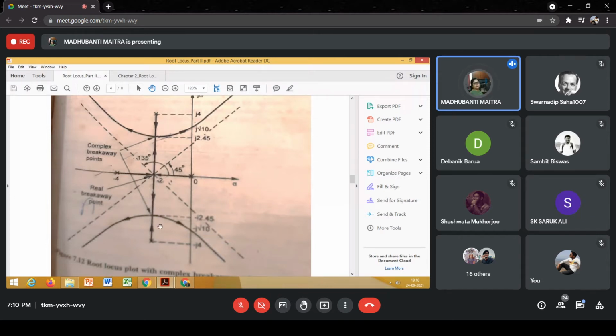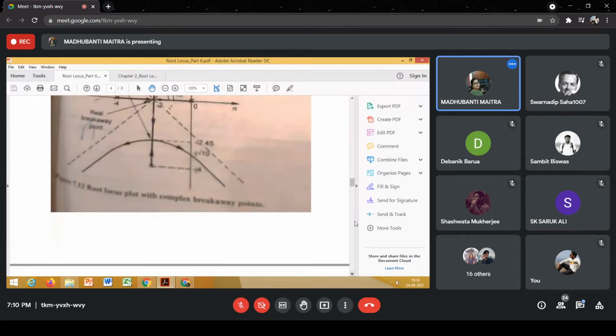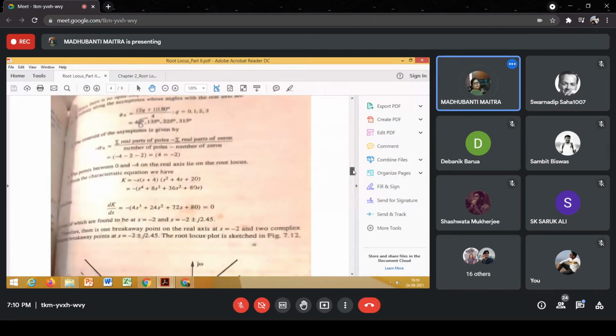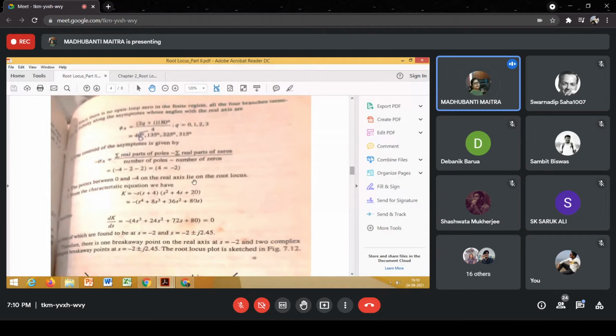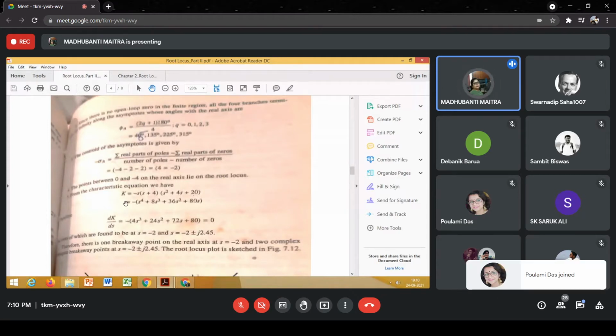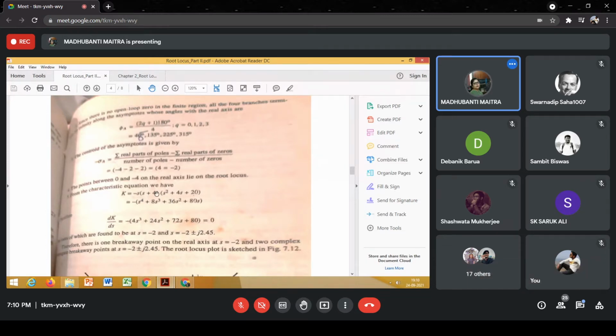So if you solve the equation dK/ds equal to 0, yes, k will be equal to minus s into s plus 4 into s squared plus 4s plus 20. And if you solve this equation, you will have to do it.